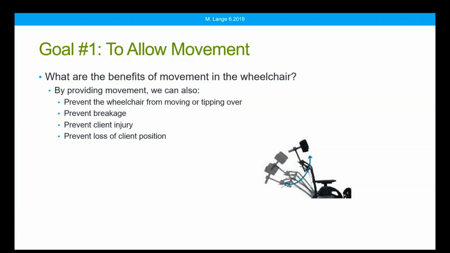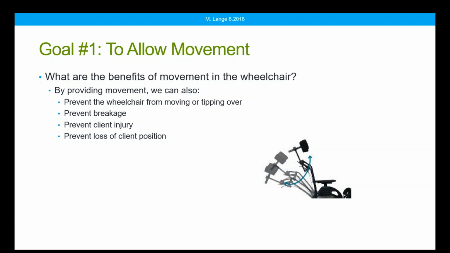Providing movement within the wheelchair itself can prevent breakage. That video we were just looking at, we'll talk about Phillip in more detail in a little bit when we get to a case study. Most of the movement he's created in his wheelchair is not dynamic components at all. It's wear and tear. He has made his wheelchair into a dynamic wheelchair. We fortunately were able to provide a more permanent solution before it fell apart.